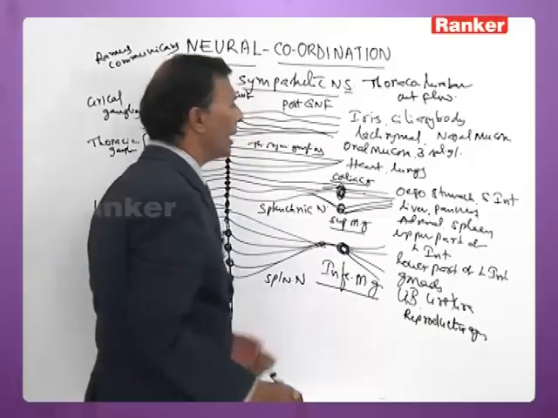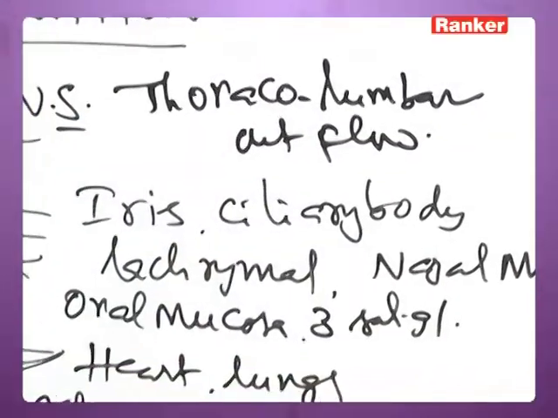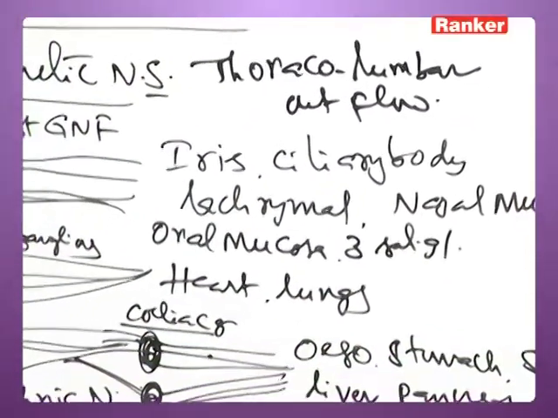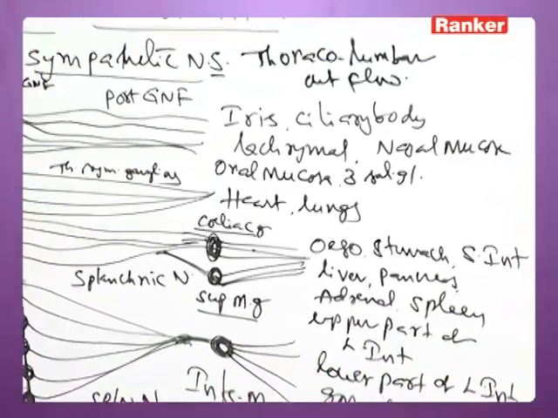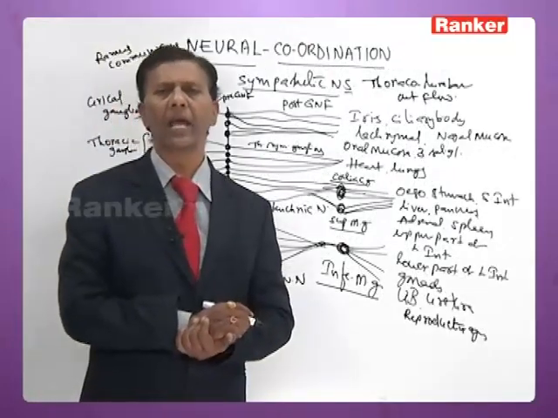It is called thoracolumbar outflow. Now this system by and large has an accelerating effect on the visceral organs. That's why it is also called the accelerator system. The sympathetic system is also called the accelerator system.